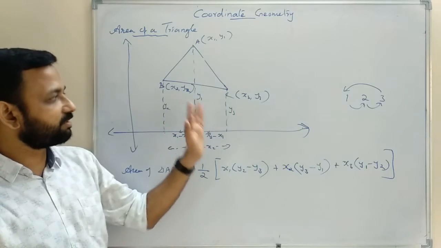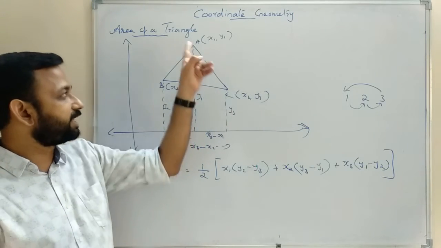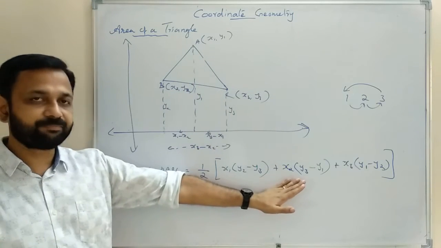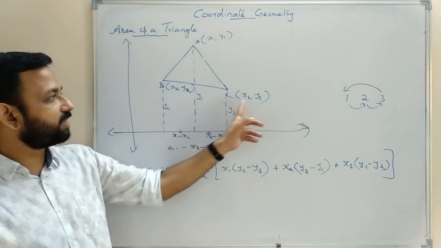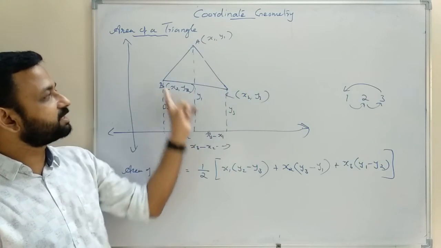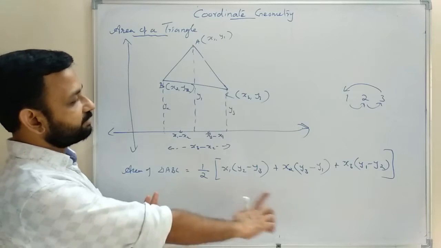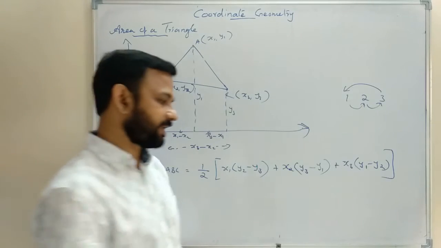If the coordinates of the, not sides, if the coordinates of the vertices are given. If x1, y1, x2, y2 and x3, y3 are the vertices of the triangle, then area of this triangle. So that is area of triangle.